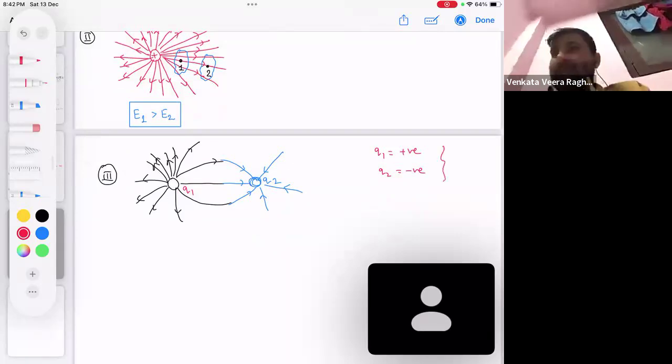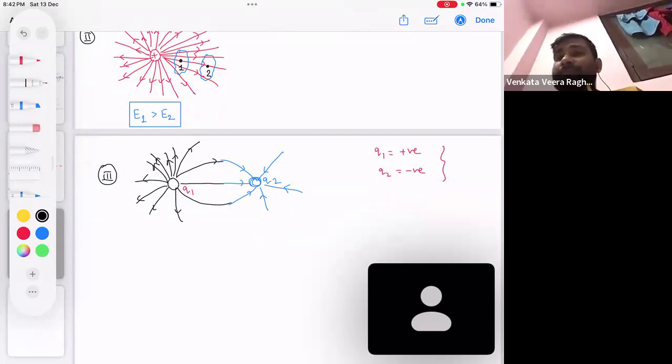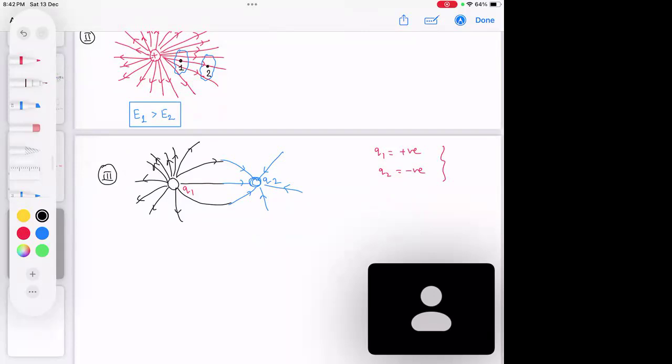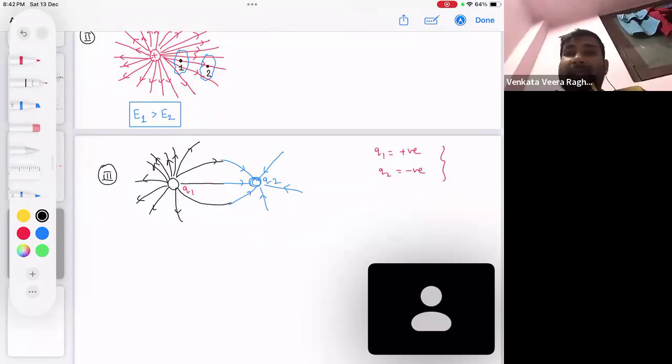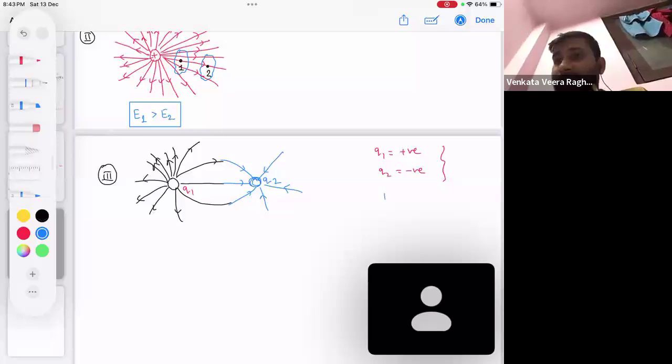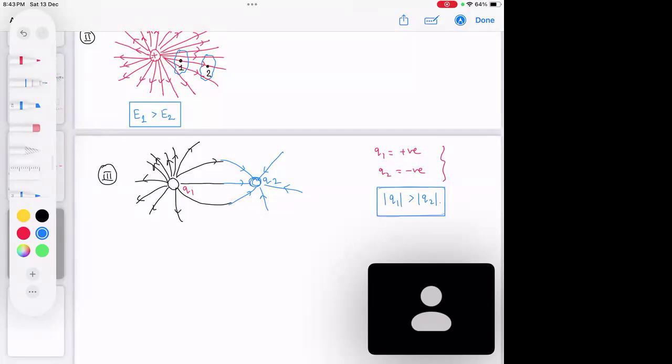Very good. Now I want to compare Q1 and Q2, which has greater magnitude. Meaning if I say Q1 is 4 coulomb, what is Q2? Is Q2 minus 5 coulomb, or is Q2 minus 2 coulomb? Q1 is greater than Q2. Tell me, how do you know that Q1 magnitude is greater than Q2 magnitude? Can you answer it by looking at the graph? Yes, sir, more number of lines.